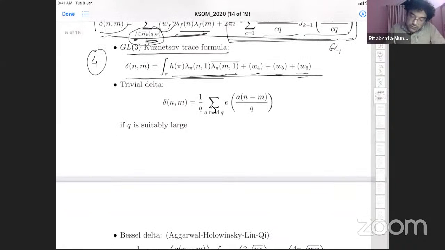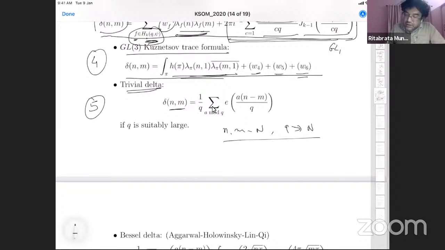Sometimes, and I should have written this at the beginning, there is a trivial delta symbol. If n and m are of size capital N, and you take q to be larger than N, then you can just take delta_{nm} to be this, because this is 1 if n is congruent to m modulo q, but n and m being of smaller size than q, that implies n equals m, and it is 0 otherwise. Even this trivial delta symbol is sometimes quite useful.